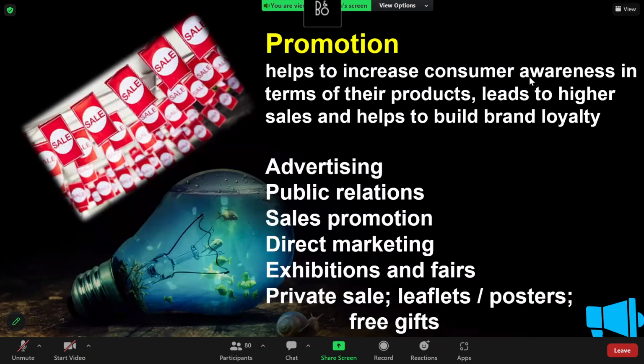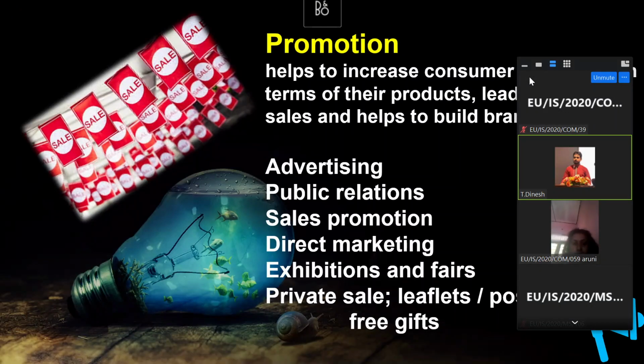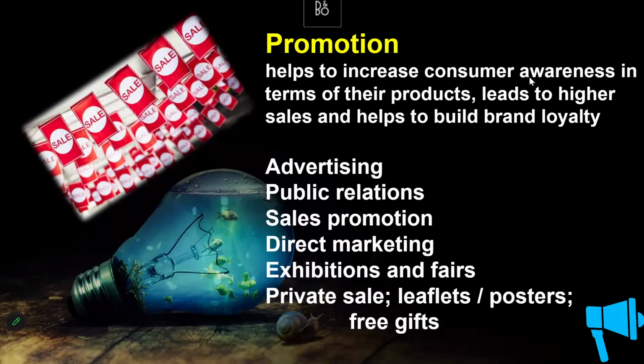And then there are four P's. I told you in the class that in addition to the four P's, when it comes to the service sector, you should know about seven P's. The first four P's are product, price, place, promotion. Can anyone tell me what the other three P's are?